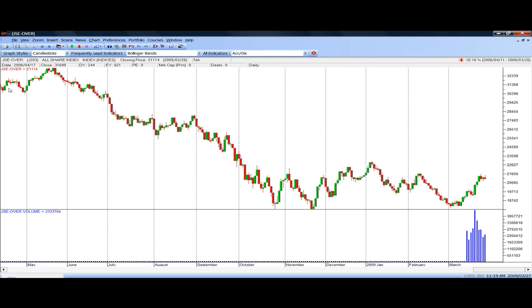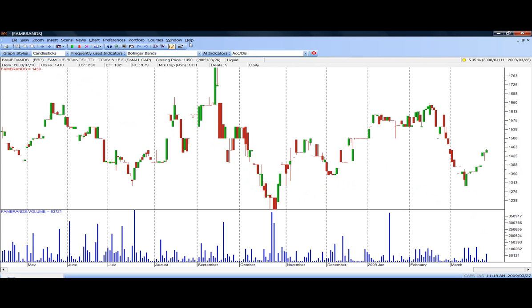You can see that from this point to that point, the JSE Overall, which is the total market, has actually dropped by 32% compared to Famous Brands. As you may remember, it only dropped over the same time period by 5.35%. So in other words, Famous Brands has held itself very well in a market that was actually declining quite rapidly.